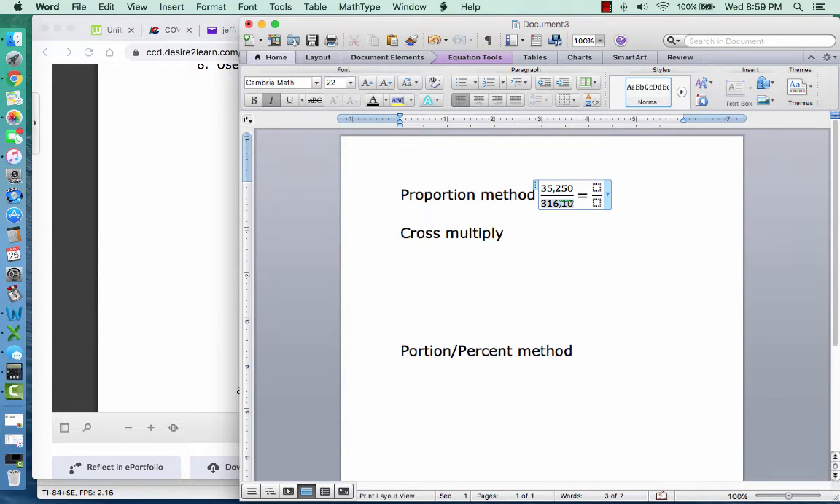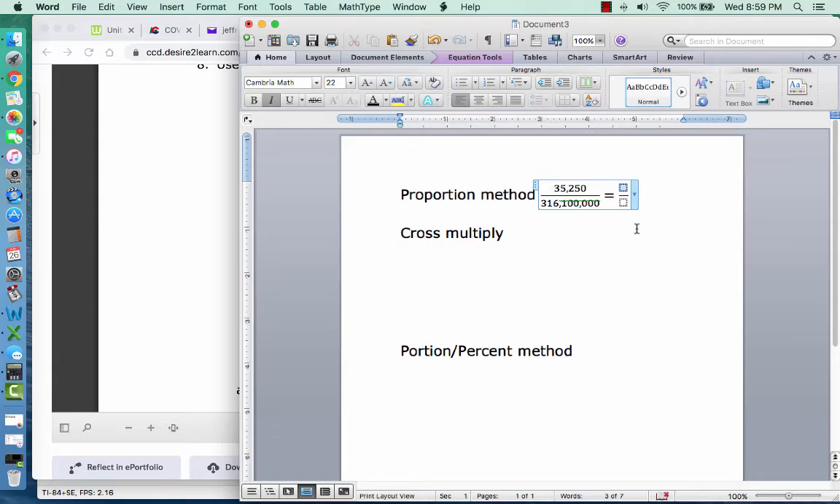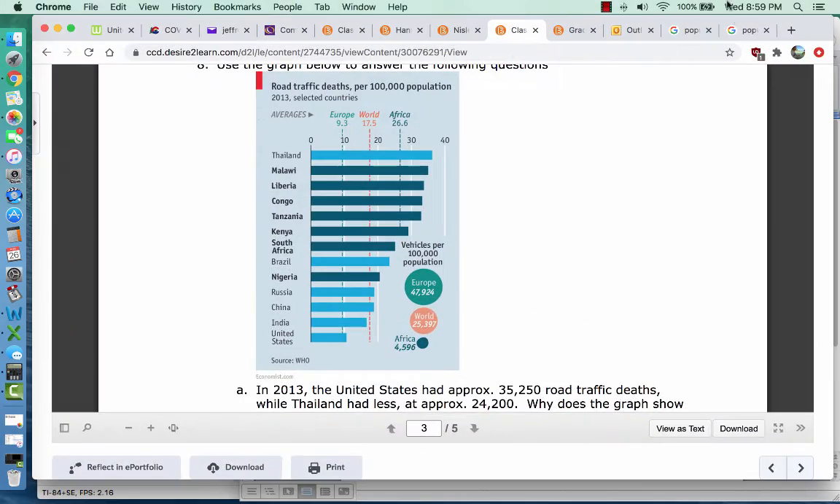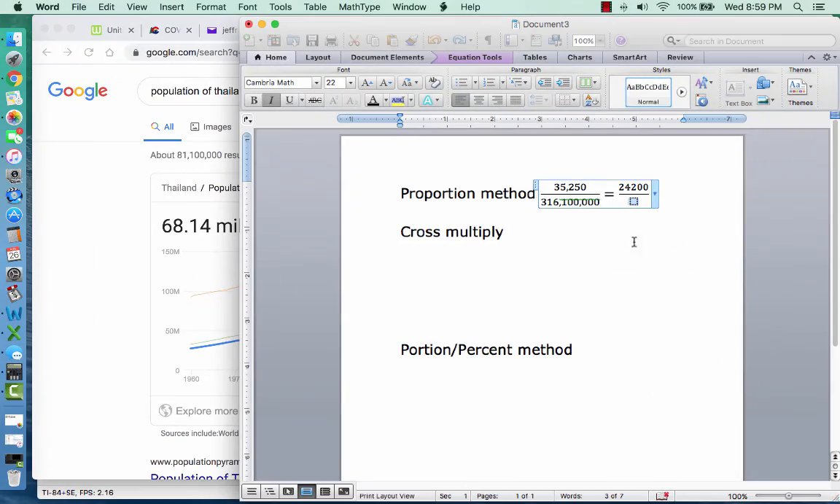316.1 million, so there we go. All right, that's the ratio of road traffic deaths to the entire population. And then let's do the same thing for Thailand. So Thailand had 24,200, and their total population in 2013 is about 68.14 million. So 68.14 million would look like this.